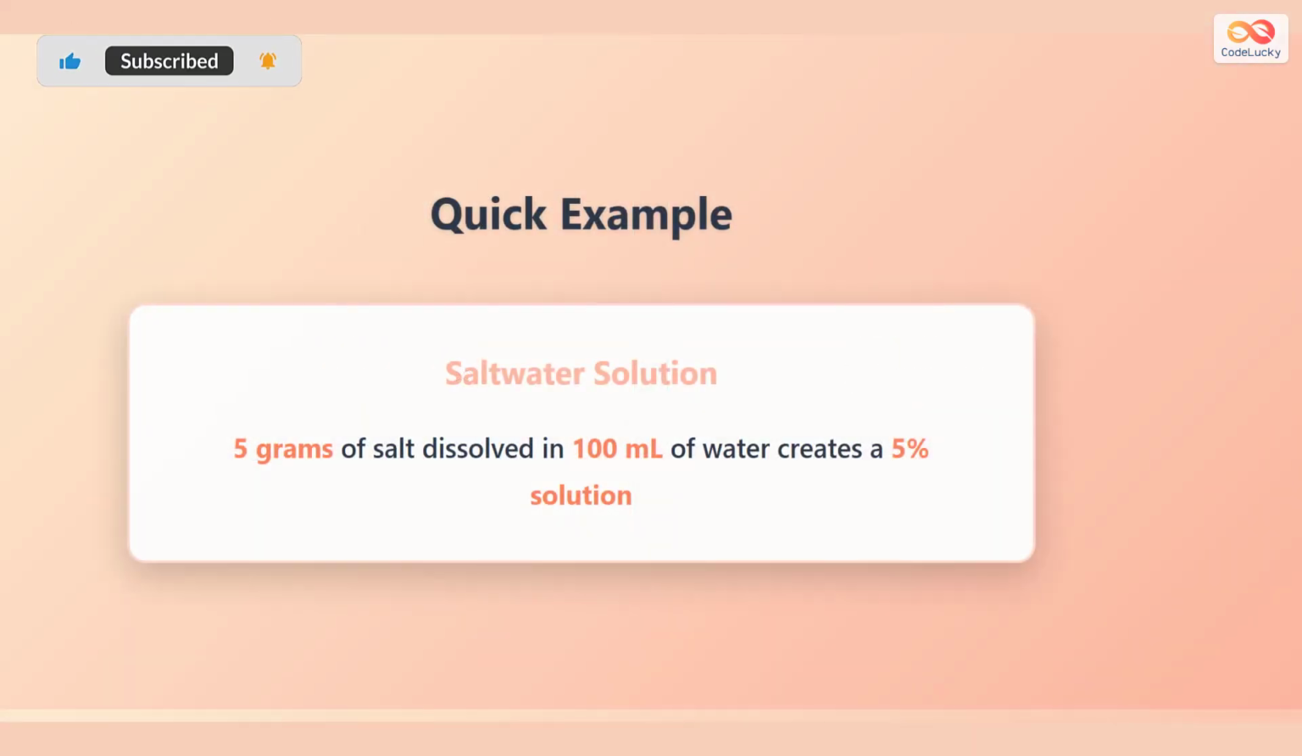Let's look at a quick example to make this concrete. Imagine you dissolve 5 grams of salt in 100 milliliters of water. This creates a 5% solution. The percentage tells us that, for every 100 parts of solution, 5 parts are salt. This is one of the simplest ways to express concentration and is commonly used in everyday applications.